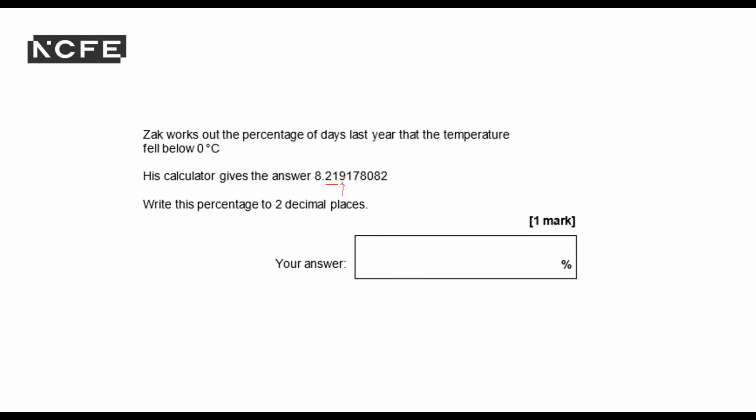Okay, 9, is that 5 or more? Yes, it is. So I'm going to round up. So my answer is going to be 8.22. Pop that in the box for a nice easy mark. 8.22 is my answer.